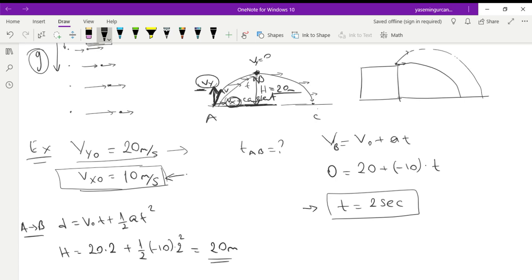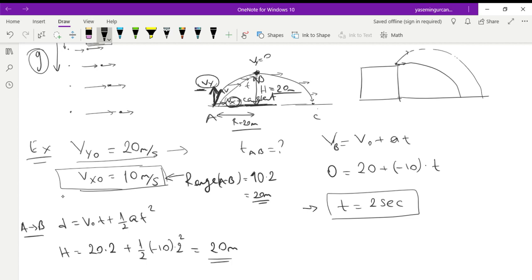And you can find the range, that's called range actually, the whole horizontal distance. And in this case, from A to B, what is the horizontal distance? It's going to be constant velocity, so v times t is the distance it's going to cover. So in 2 seconds with 10 meter for each second, your range is going to be 20 meter in the horizontal too. So this range for the half of this path is also 20.